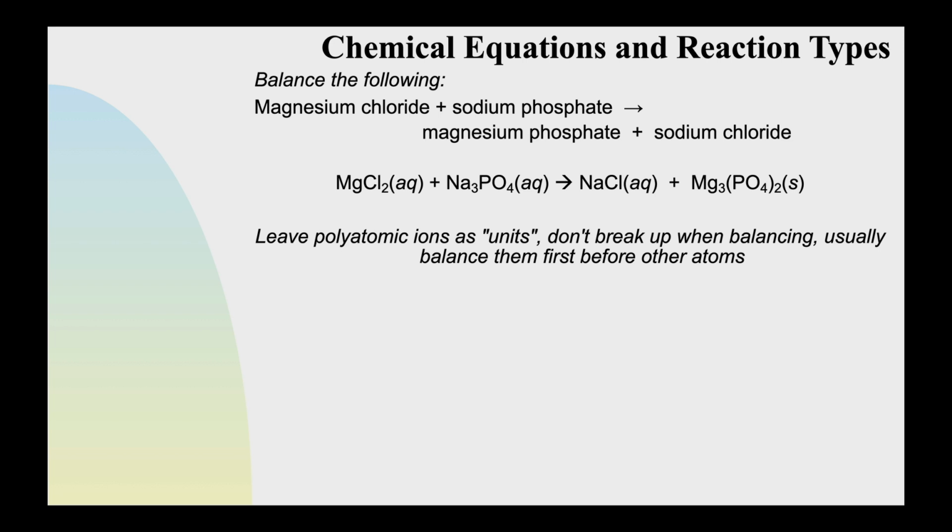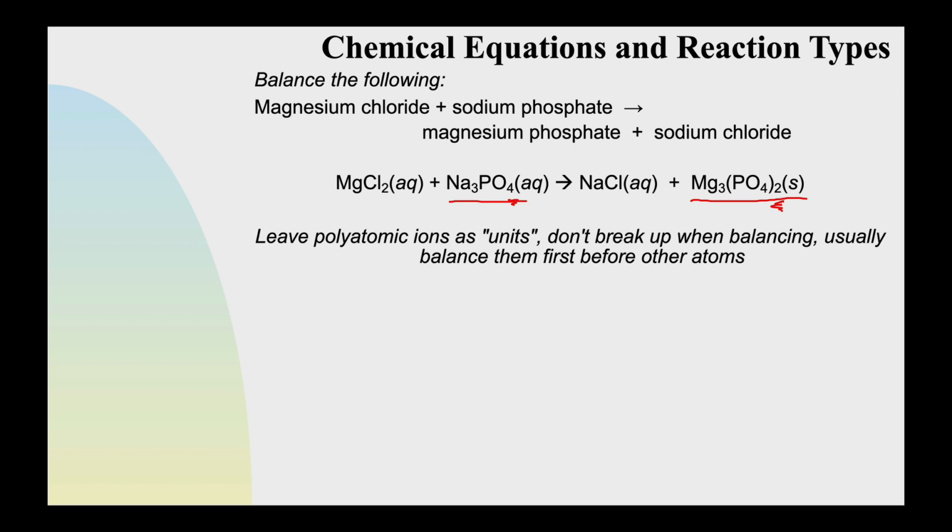And again, notice when there's more than one polyatomic, make sure you put those in parentheses. Don't use parentheses for anything else. For example, sodium phosphate didn't have parentheses, but when you've got more than one, use the parentheses. So this is the unbalanced reaction, and you can see there's some issues. So for example, magnesium phosphate has 2 phosphates, sodium phosphate has just 1. So leave the phosphate as a unit and start balancing it.